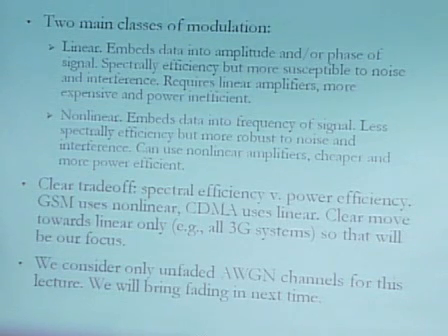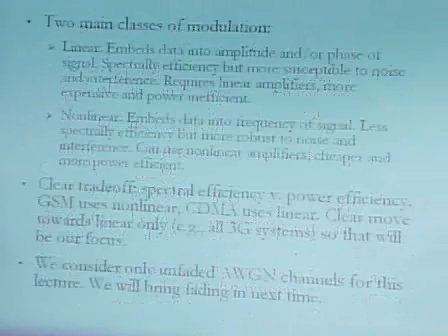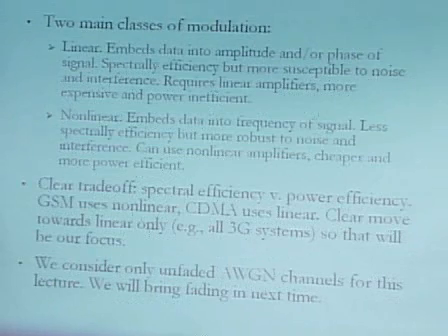So for today, for chapter 5 in the textbook, we consider only unfaded channels with additive white Gaussian noise, so no fading. And fading comes into the picture in chapter 6. So it's a two-step process, which makes it easier to deal with. Okay, questions so far, if any?